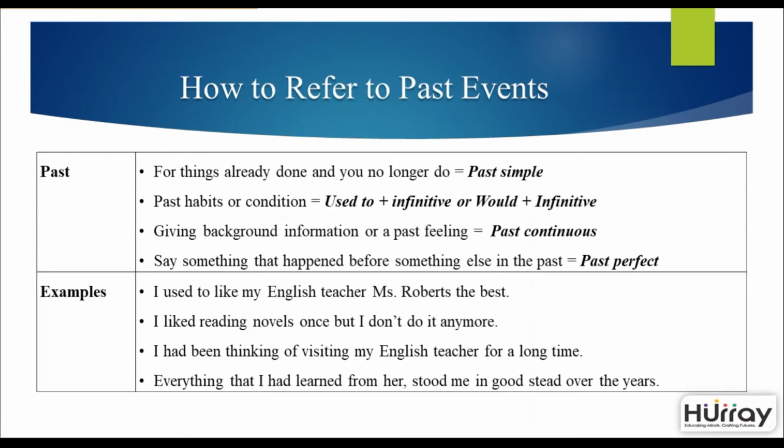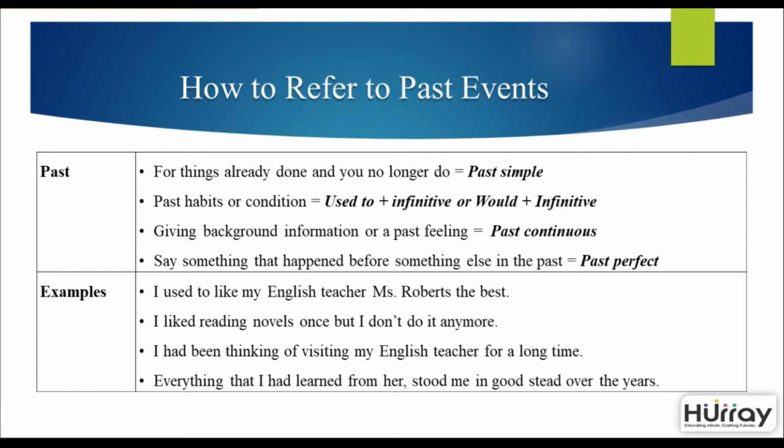Let's look at some techniques as to how to refer to past events and what are the words and tenses that you should use. To talk about past events, you have to use different tenses which are given here. For example, if you want to talk about things already done and you no longer do now, you can use the simple past tense.